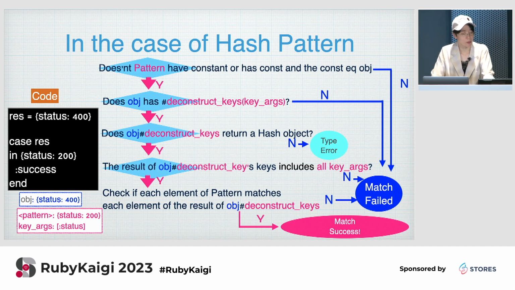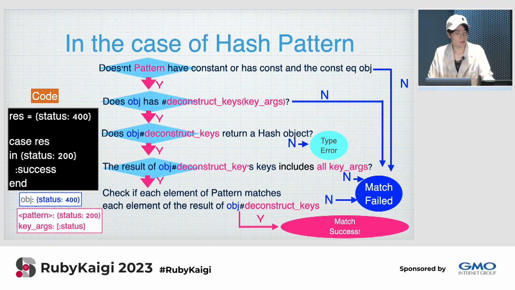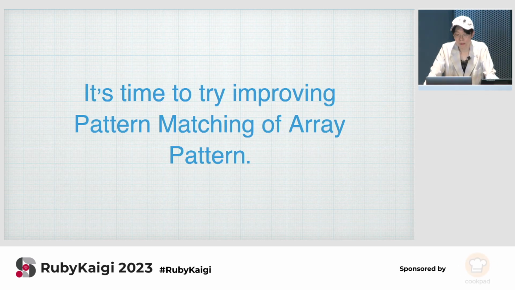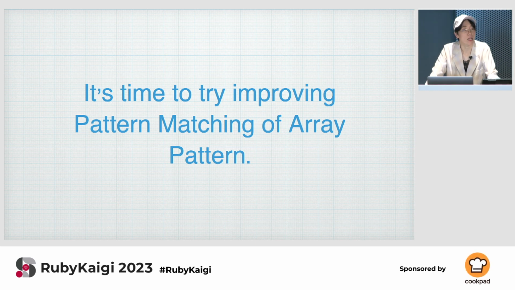And in case of hash pattern, it checks the deconstruct_keys. It is very similar to an array pattern, but it also checks the key args and key args lengths. These are the sequences of array and hash pattern. So it's time to try improving pattern matching of array pattern.